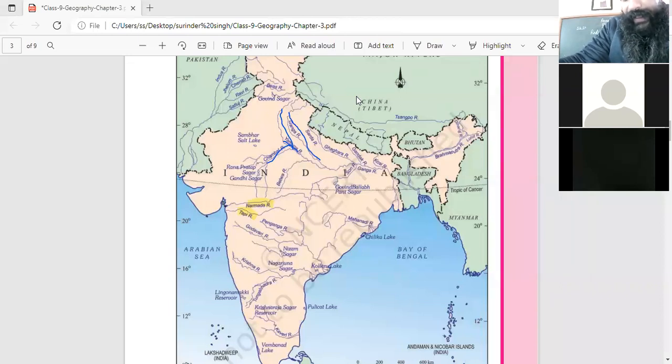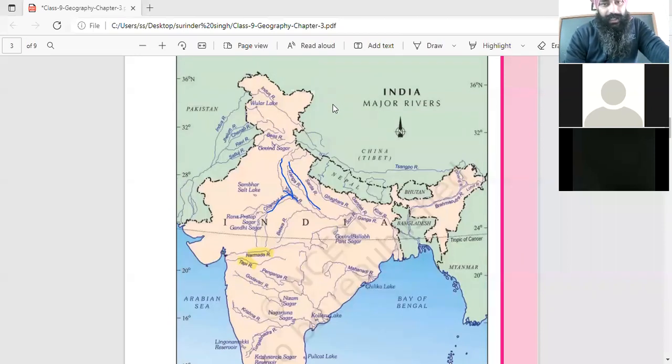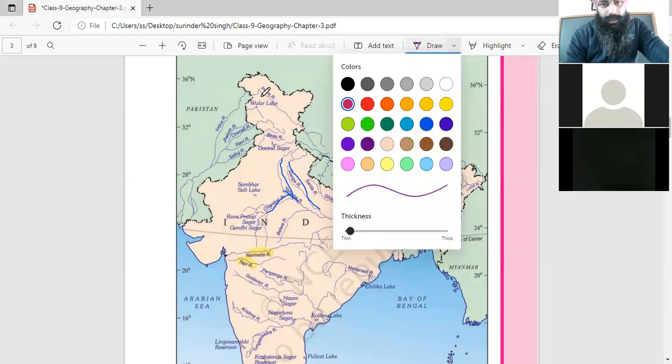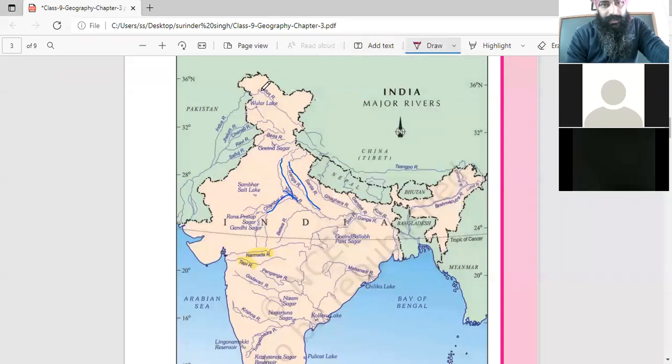The streams flow in different directions from a central peak, which may be a lake or a dome-like structure. It generally occurs when the source of rivers is located at a high altitude.